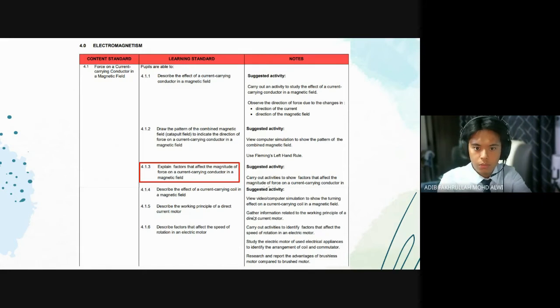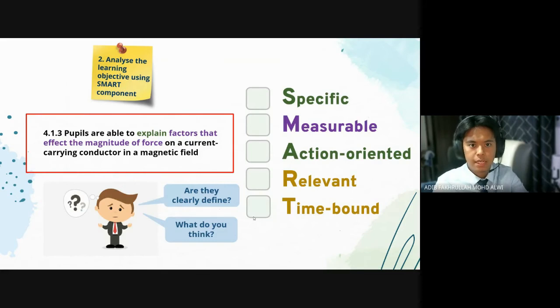We take one learning objective. Let's analyze. Pupils are able to explain factors that affect the magnitude of force on a current carrying conductor in a magnetic field. So, is it specific or not? Let's check the action verb used. It uses explain, which is action oriented. So, it is specific.